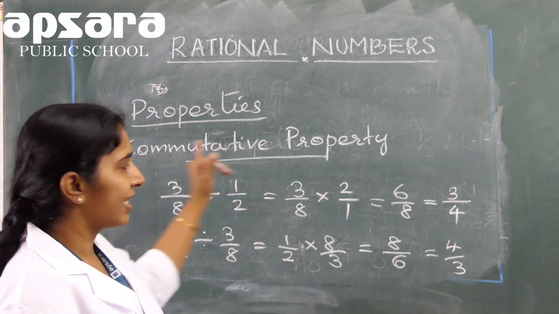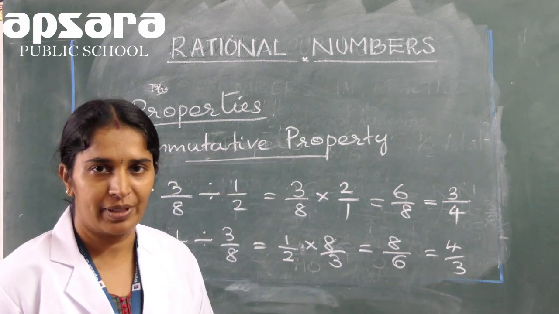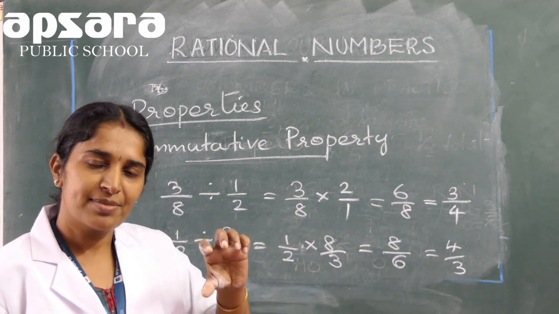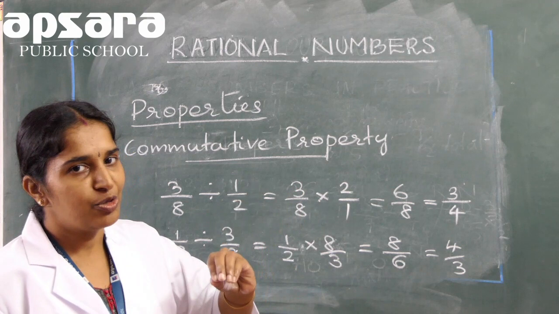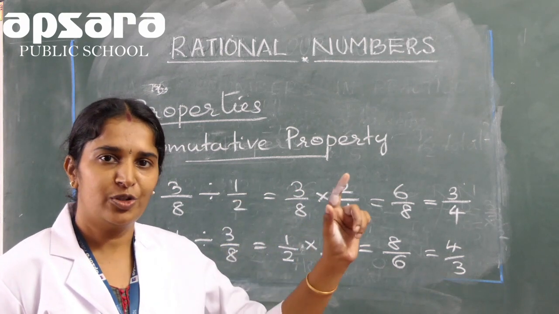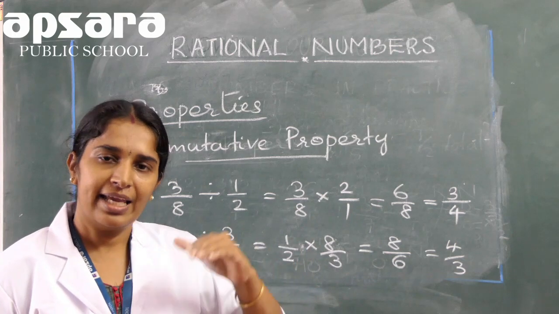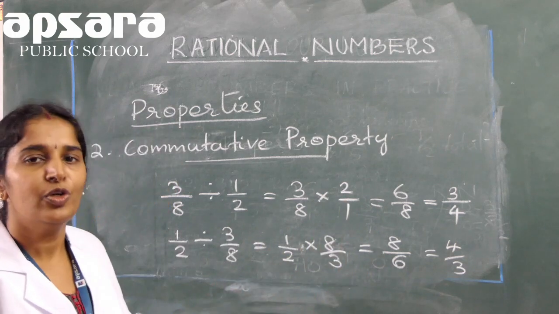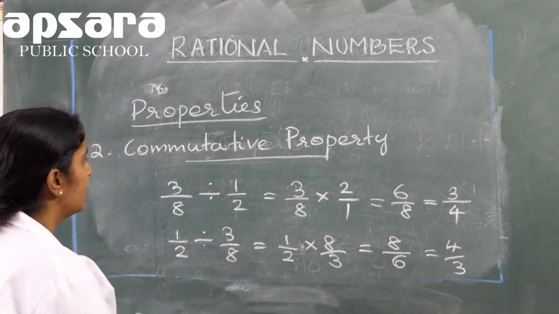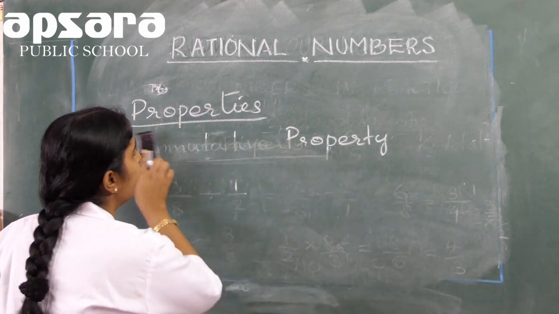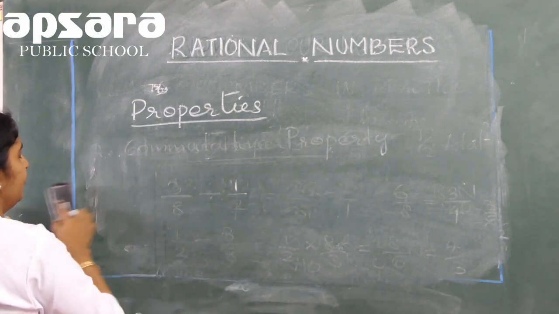So, this is the second property, commutative property. If A and B are two rational numbers, then A plus B equal to B plus A, A into B equal to B into A, but A minus B not equal to B minus A, and A by B not equal to B by A. Okay, now we move to the third property, which is associative property.